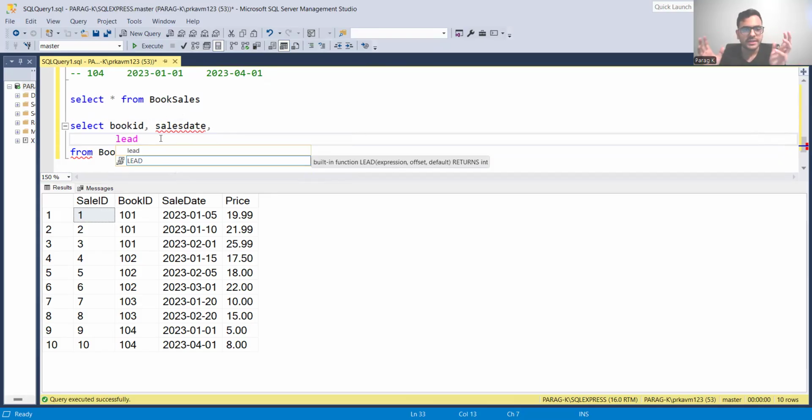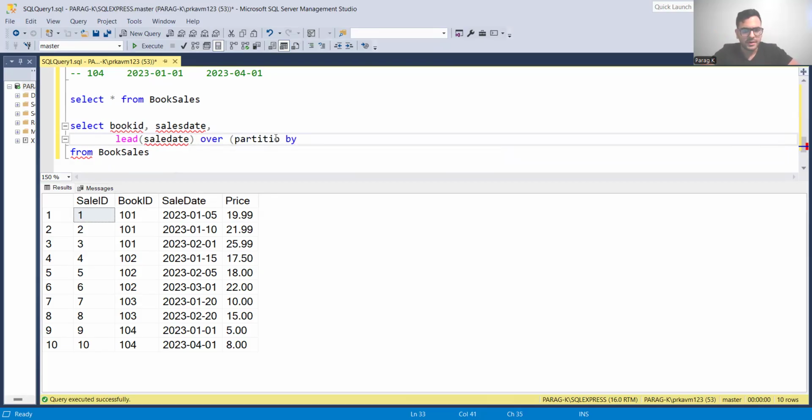My logical thinking behind solving this question is what? I want the next sale date. So I want to find all the sale dates which are happening on the next date. Let me go ahead and write lead, sale date, and then over, partition by book ID, and order by sale date as next sale date.